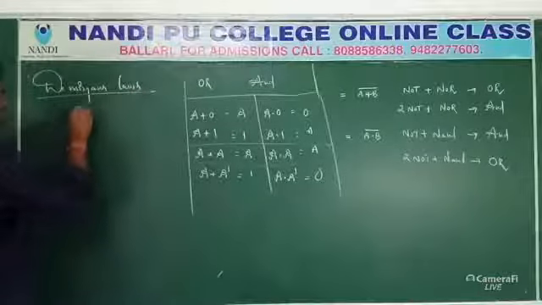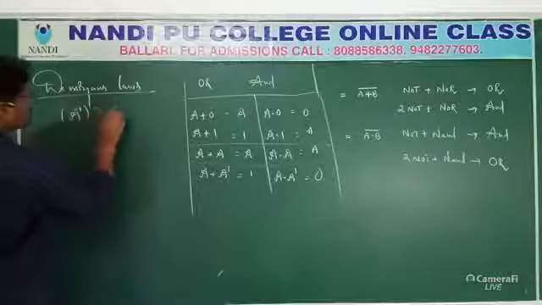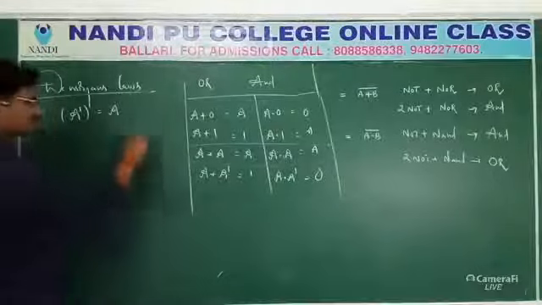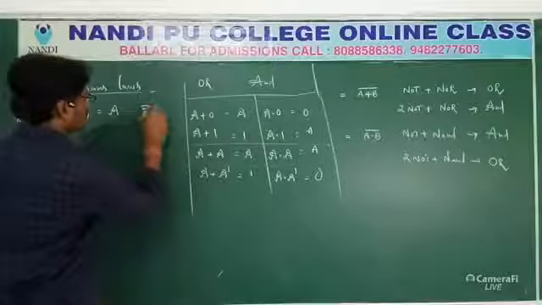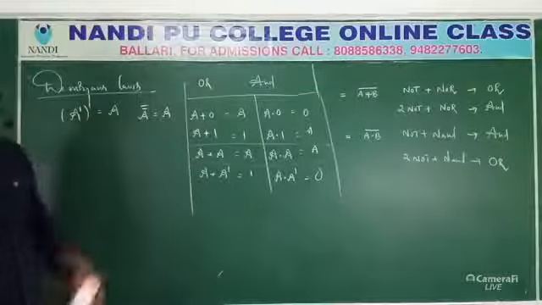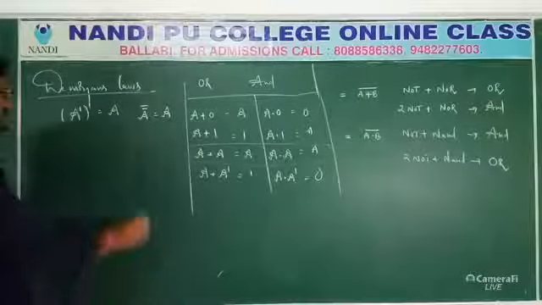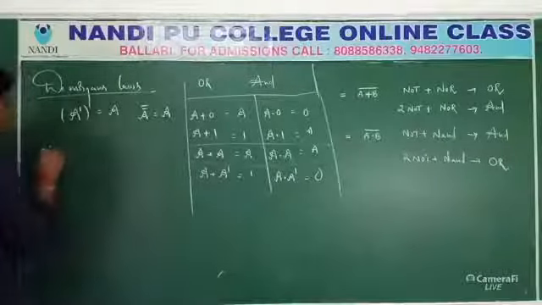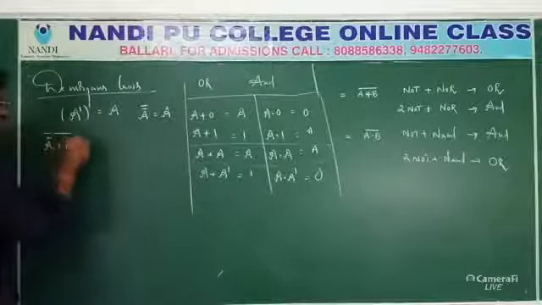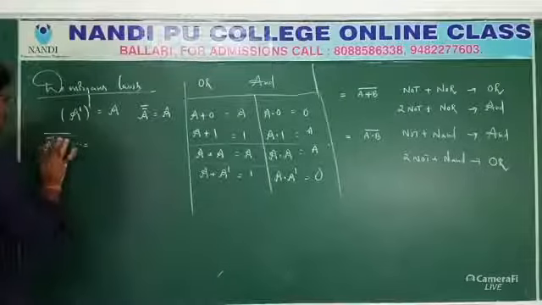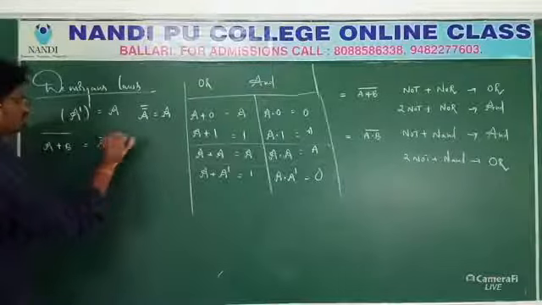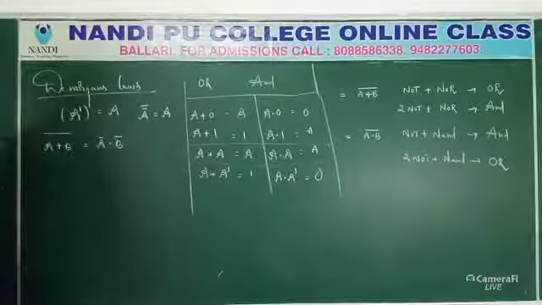What are the De Morgan laws? For example, A dash whole dash is equal to A in mathematics. Reverse gate. So here also A bar whole bar is equal to A. A bar means NOT gate representation, whole bar is A. And one more thing: A plus B whole bar is equal to A bar dot B bar. This is the first rule in De Morgan rules.